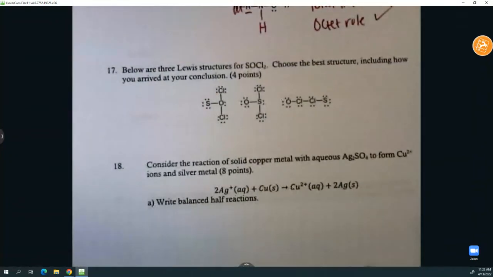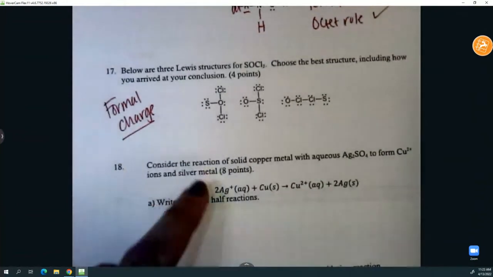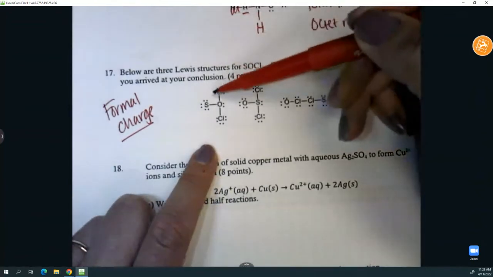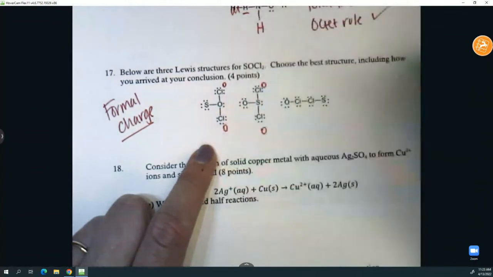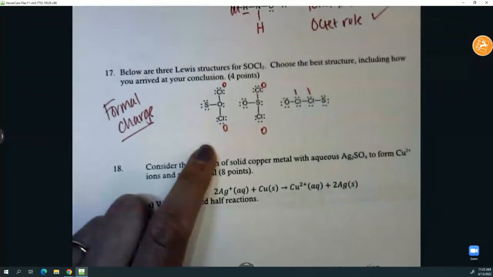All right, for number 17, 3 Lewis structures, which one is the best Lewis structure and how do I know? So the way I'm going to pick is formal charge. I'm going to figure out the formal charge of every single atom and then we'll decide. So I'm going to start with the chlorines. Chlorine has 7 from the periodic table, minus 1 for every dot and 1 for every line. So that's 0, 0, 0, 0. 7 minus 6 is 1, 1.